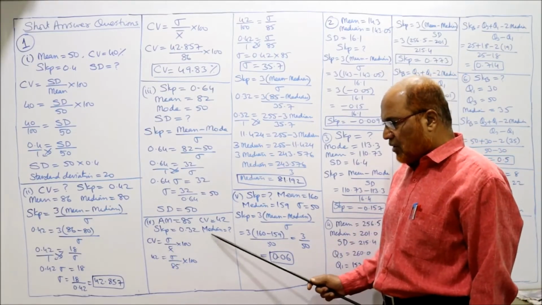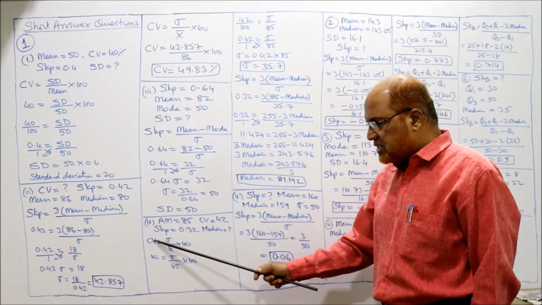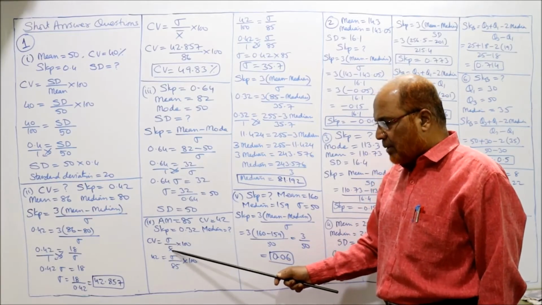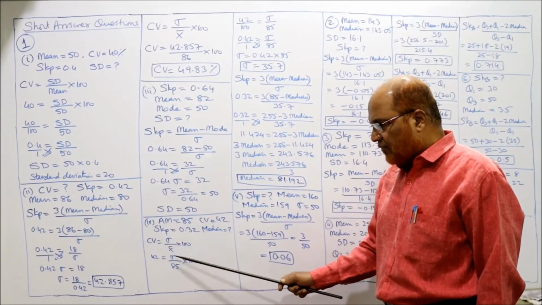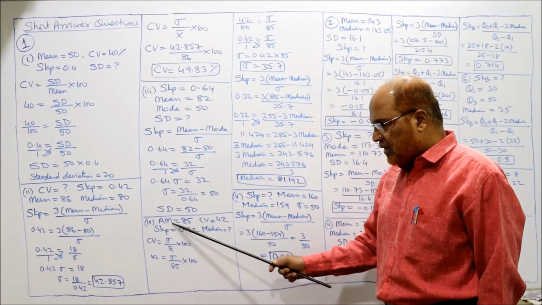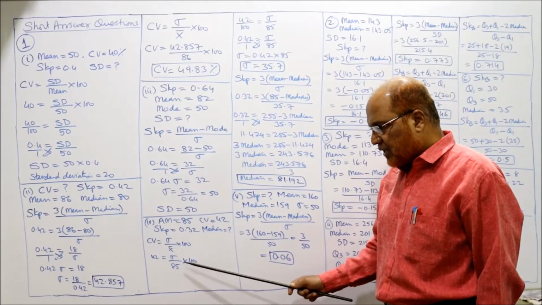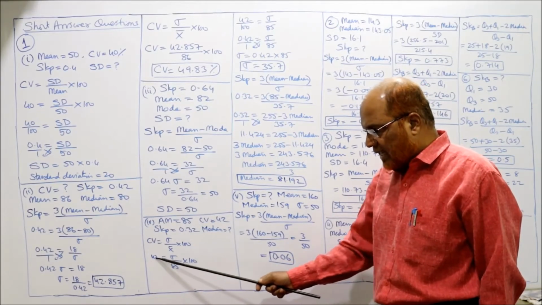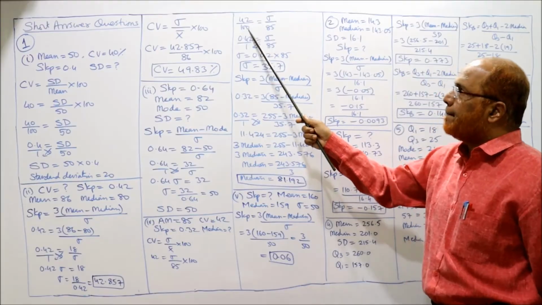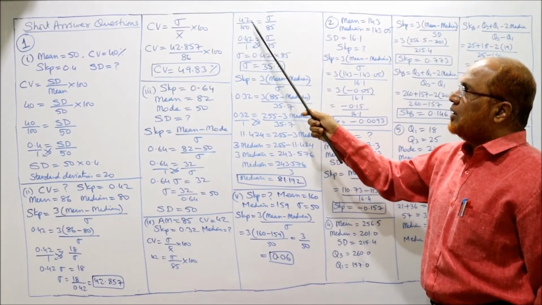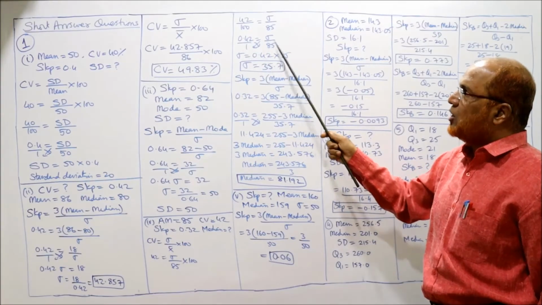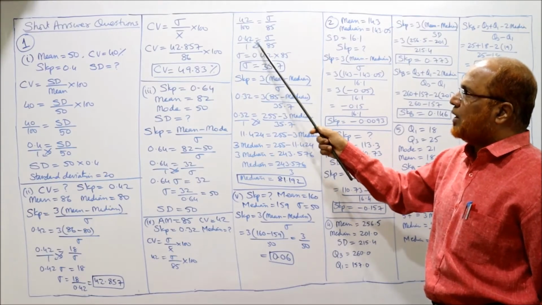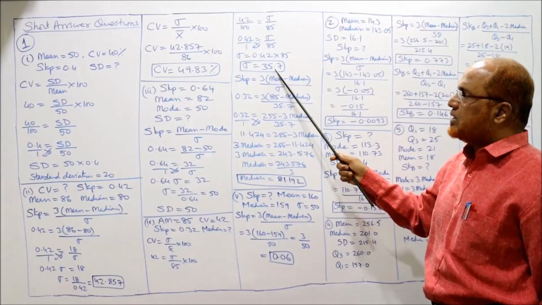Without standard deviation, we cannot calculate median. So first we apply the CV formula, sigma by x bar into 100. CV is given in the problem, 42. Sigma we don't have, but mean is given in the problem, 85, into 100. Take this 100 to LHS, so 42 by 100 is equal to sigma by 85. So 0.42 is equal to sigma by 85. Cross multiply, sigma is equal to 0.42 into 85, 35.7.